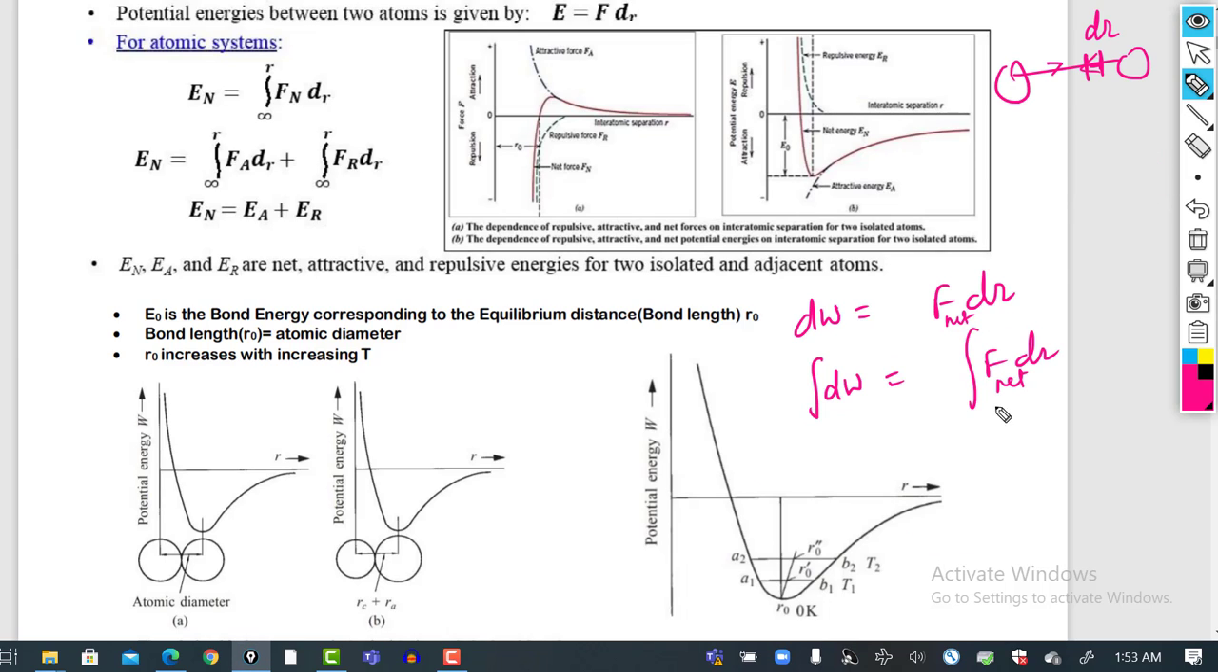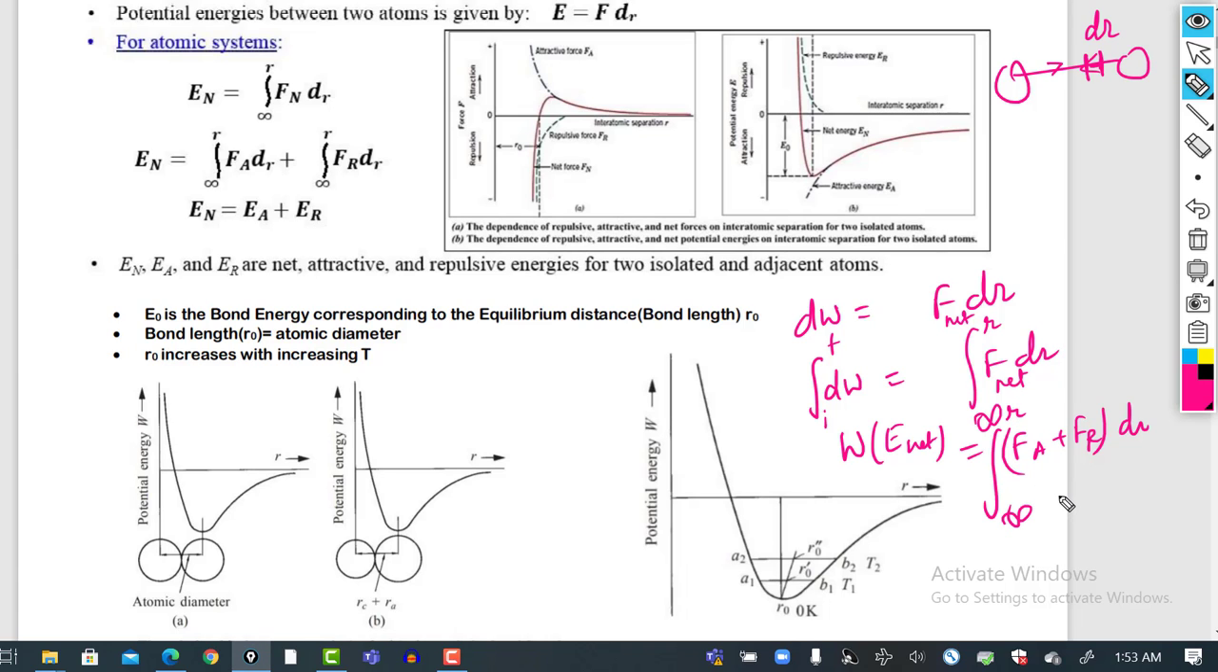Now initially they are at infinite distance, and they are brought closer to each other to distance r, so the limits are infinity to r. Of course the integration of dw from initial to final position will be just the total work done, that is called net energy, because the net force is working. Now F net can be written as Fa plus Fr. So the integral of Fa plus Fr into dr is going to be your net work done.